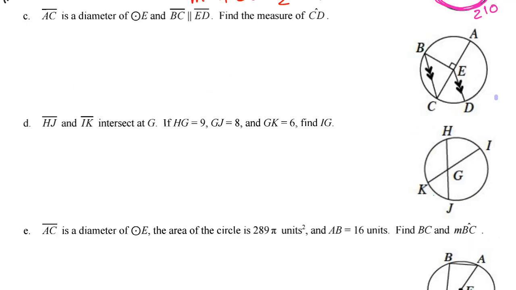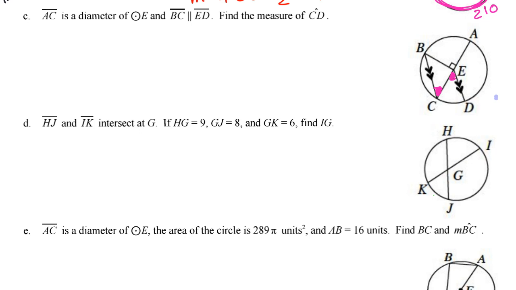Moving on to this question, AC is the diameter of the circle. BC and ED have the same symbol and they're parallel to each other. You want to find the measure of arc CD. Now, look at this question. Those lines are parallel to each other, so eventually those two angles must be equal to each other because they are alternate interior angles.